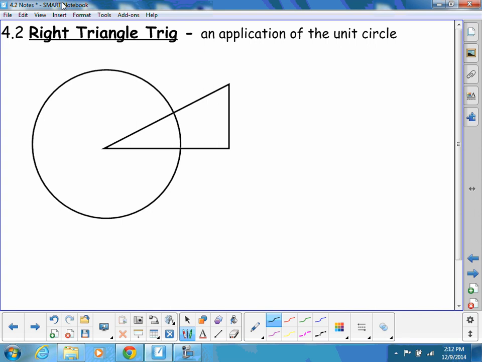If you haven't got a piece of paper out, find one. 4.2, right triangle trig. Hit pause if you have to find that piece of paper and go get it. Get ready for some notes, for some cool stuff, for an application of the unit circle trig.